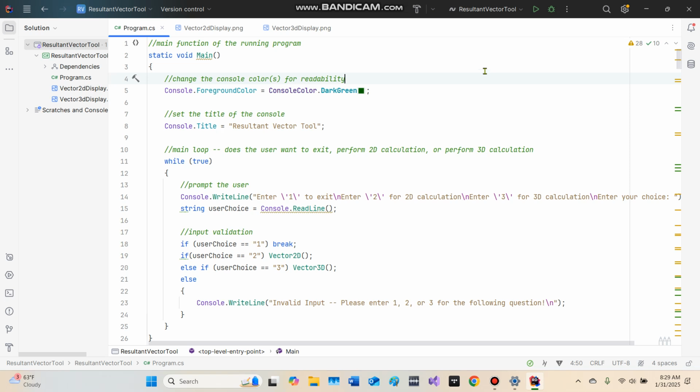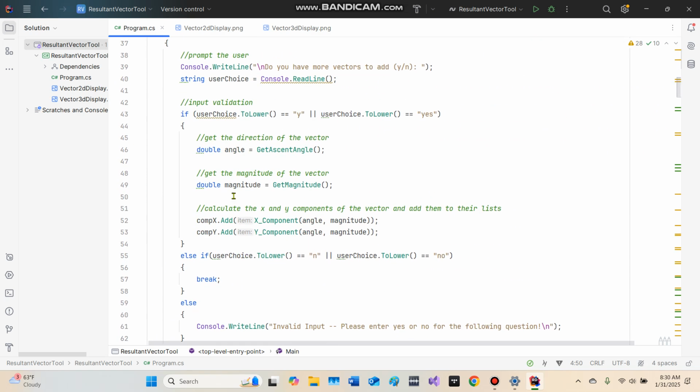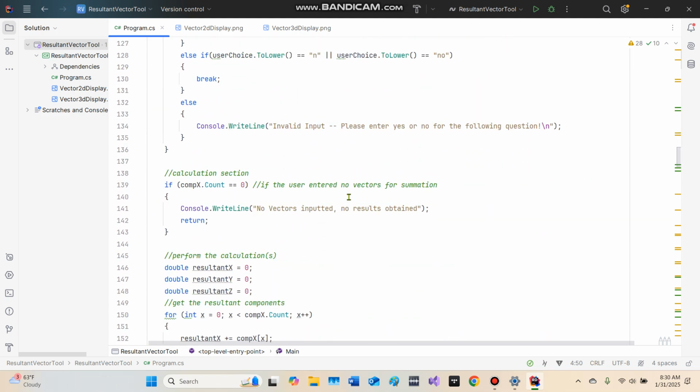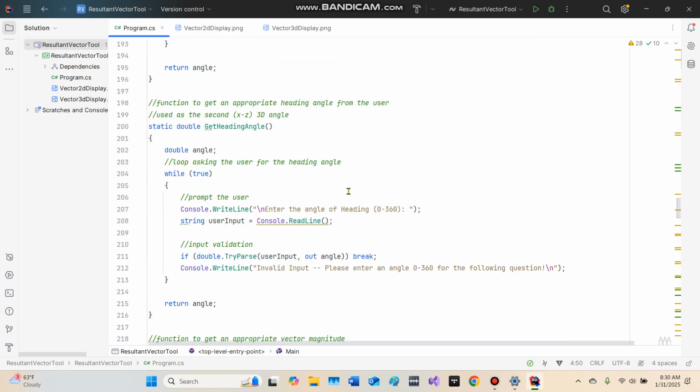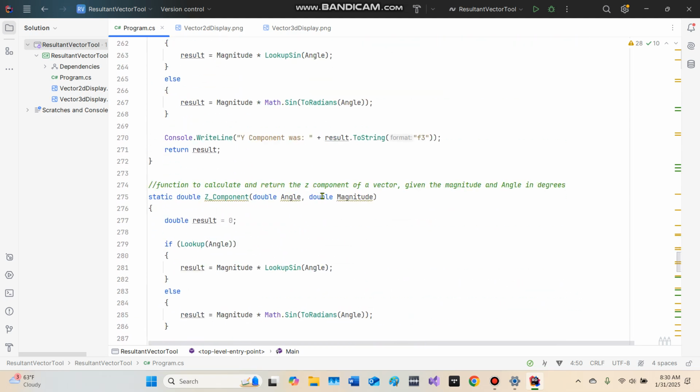The lookup table was not big enough, and so specific values could not be precise enough. So sine and cosine of 45 would not give you root 2 over 2, that sort of thing. So in this version, under the 2D stuff, we've actually increased the lookup table size.